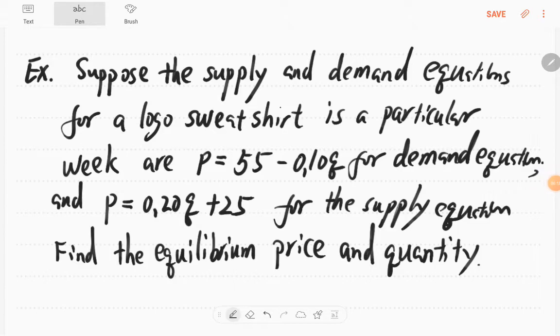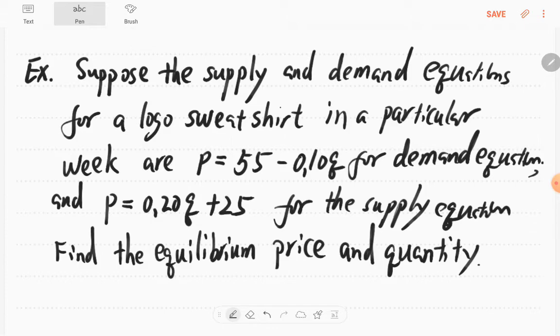Now let's look at this example. Suppose the supply and demand equations for a logo sweatshirt in a particular week are, P is the price, Q is the quantity, P equals 55 minus 0.1 times Q for the demand equation, and P equals 0.2 times Q plus 25 for the supply equation. Find the equilibrium price and quantity.